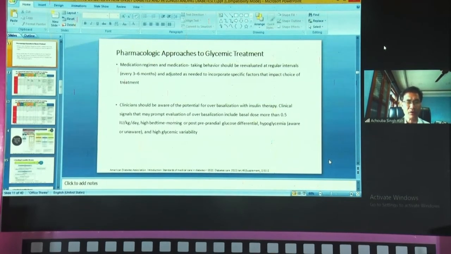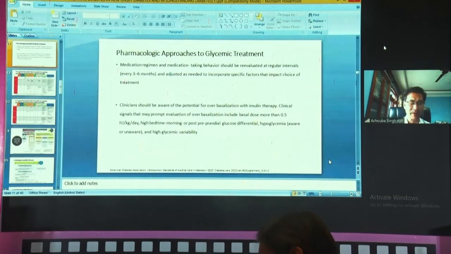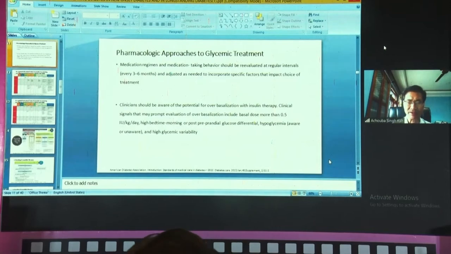Clinicians should be aware of over-basalization with insulin therapy, because we keep on increasing the dose of basal insulin, whatever molecule is used. This has to be discouraged, because we have other signals of over-basalization.